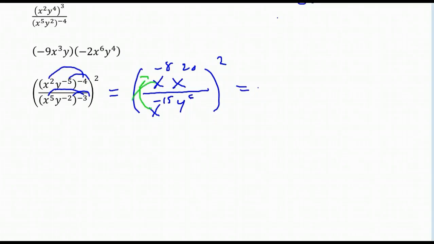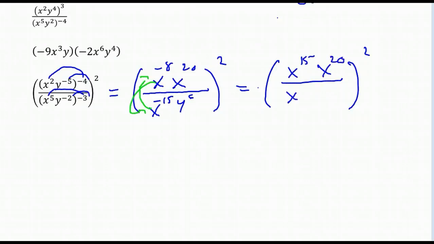We're going to move the x to the -15th up, the x to the -8th at the bottom, and make the exponents positive. So that gives us x to the 15th times y to the 20th. That's supposed to be a y to the 20th, not an x to the 20th, over x to the 8th over y to the 6th power.